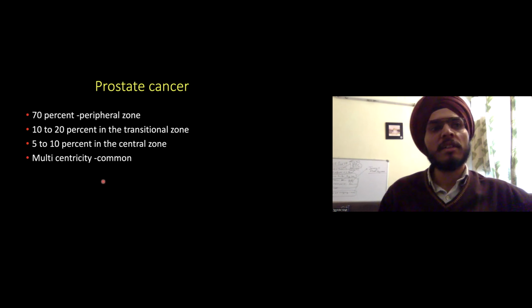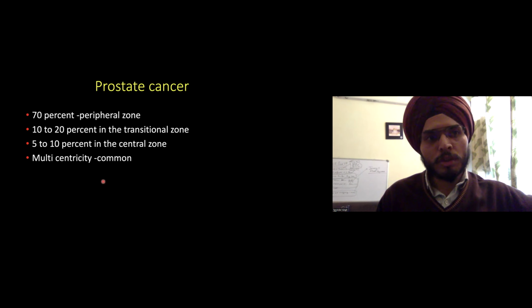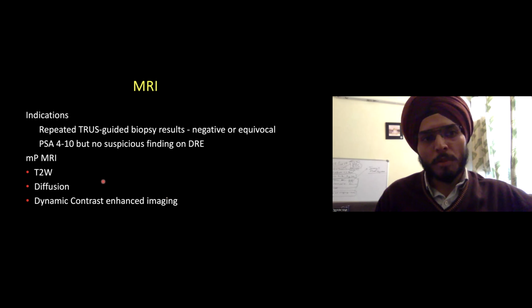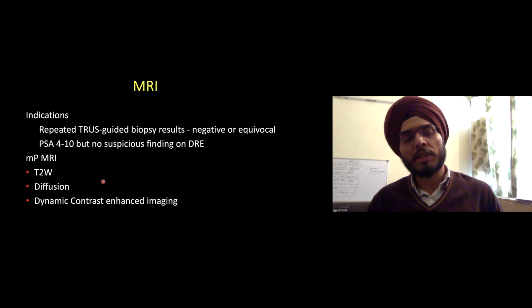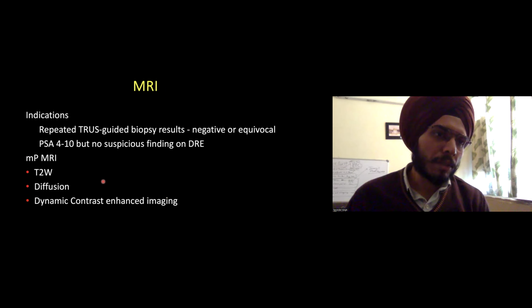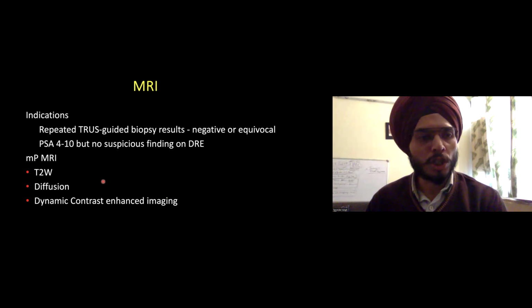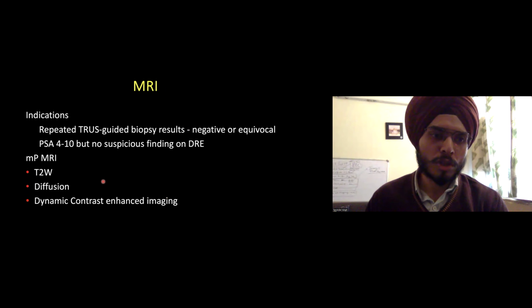Coming to prostate cancer, 70% occurs in the peripheral zone, 10 to 20% occurs in the transitional zone, and 5 to 10% occurs in the central zone, and multicentricity is quite common. Common indications are high PSA levels with no suspicious finding on DRE and repeated TRUS-guided biopsies which have negative or equivocal results. A multi-parametric MRI is usually done, which includes a T2-weighted sequence, diffusion, and dynamic contrast enhanced imaging.